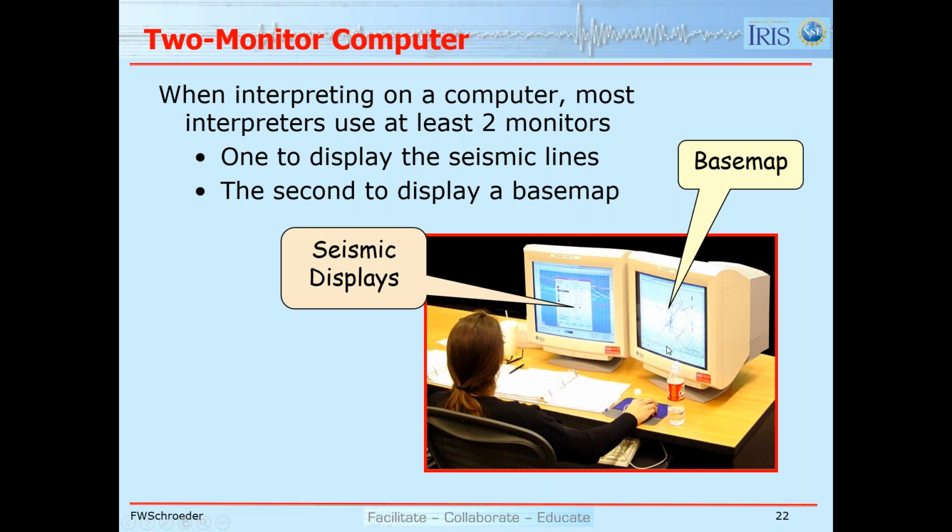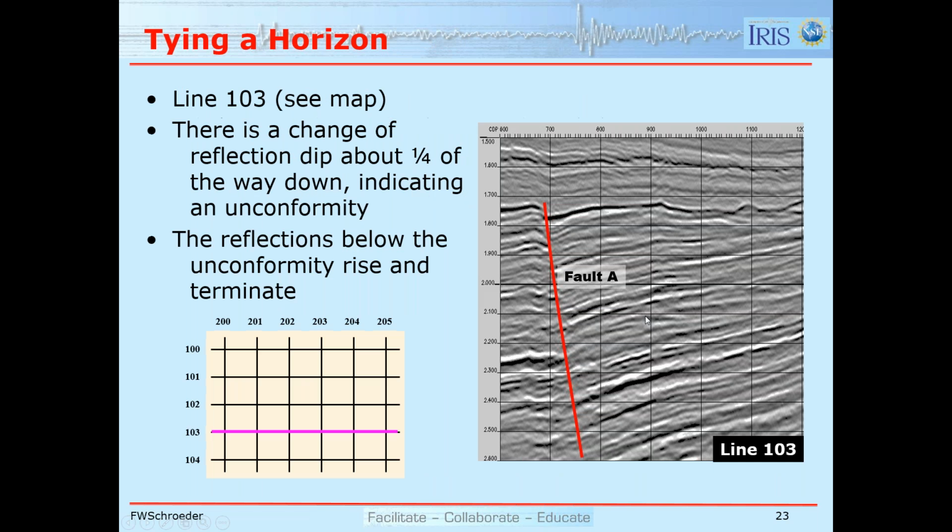One would be for the seismic displays, vertical lines or slices. The other would be the Basemap, and the software allows you to use the Basemap to pick different lines that you want to display on the opposite screen. And you can also have interactively updated base maps that show the extent that you've interpreted fault A or horizon W. So let's do a loop tie with a horizon.